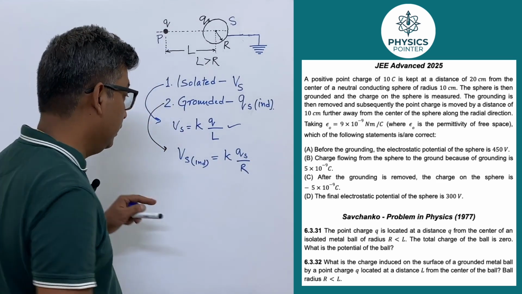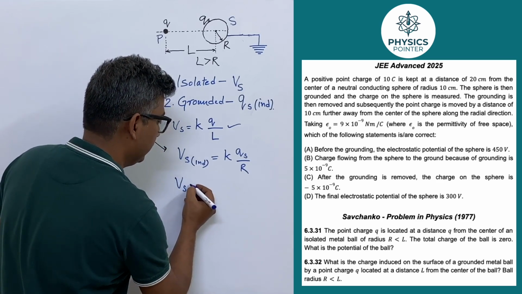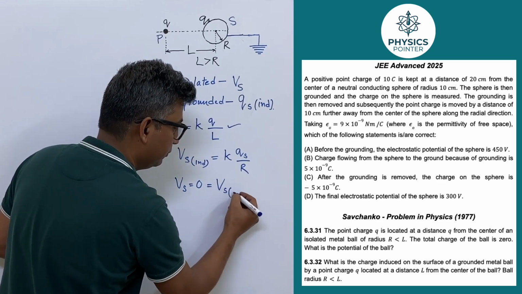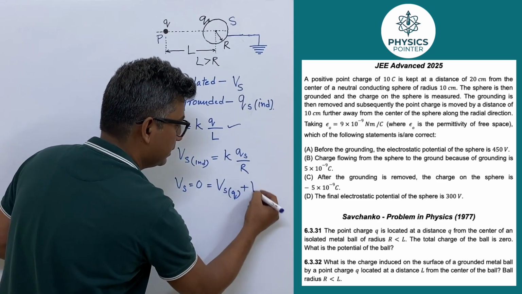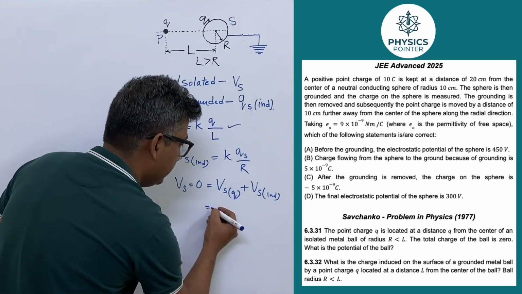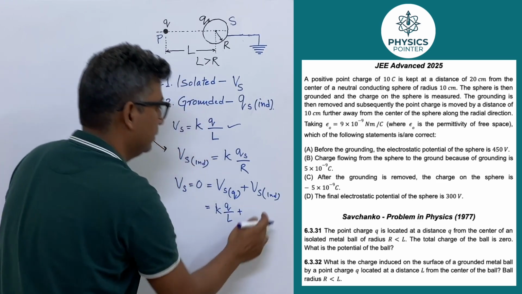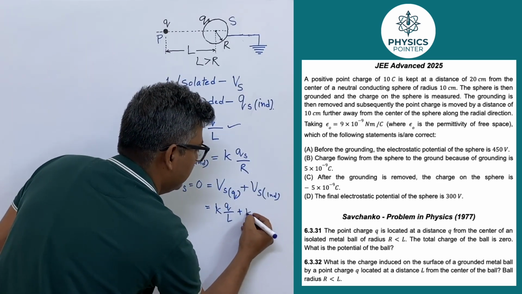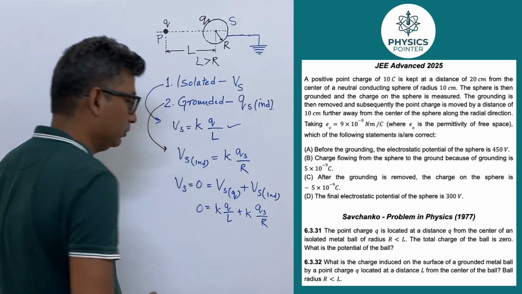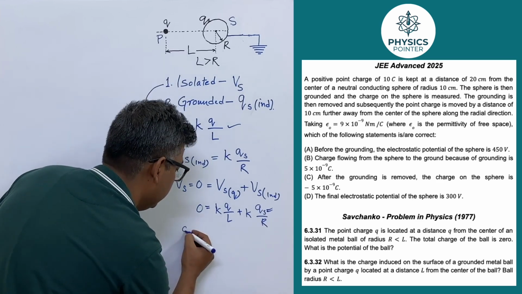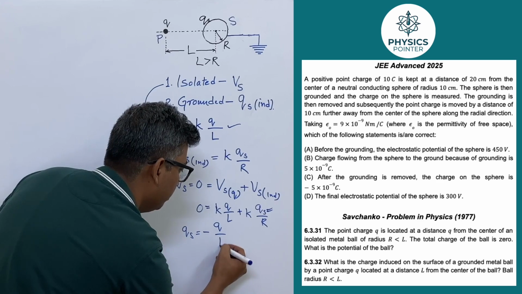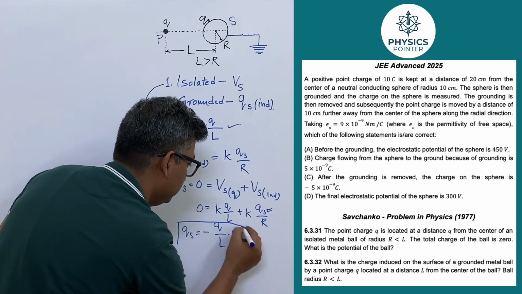But here the total net potential is equal to 0. And what is it equal to? That is because of the point charge Q plus Vs because of the induced charge. Plus what is because of this? That is K times Qs by R, and that is equal to 0. So what will my Qs be? Qs will be nothing but, I can simply say, minus Q by L into R.